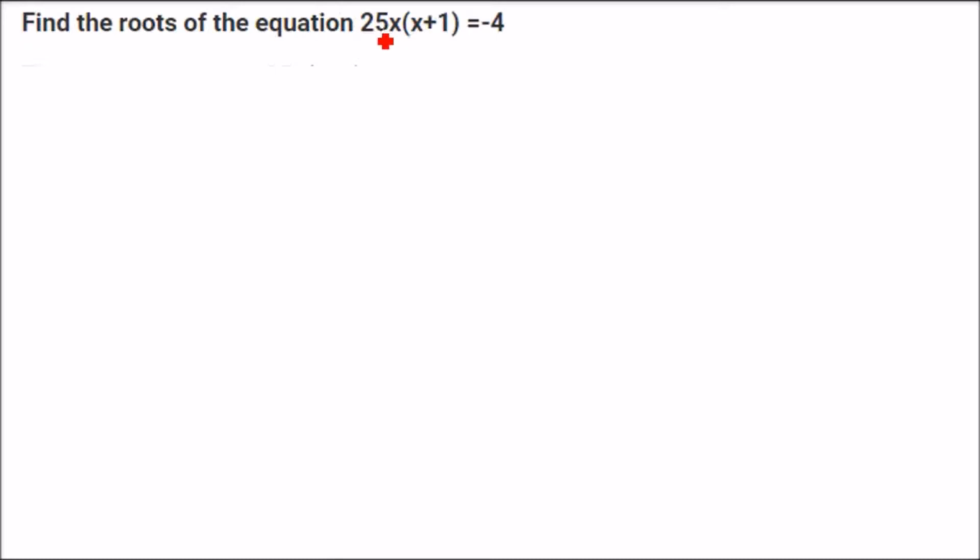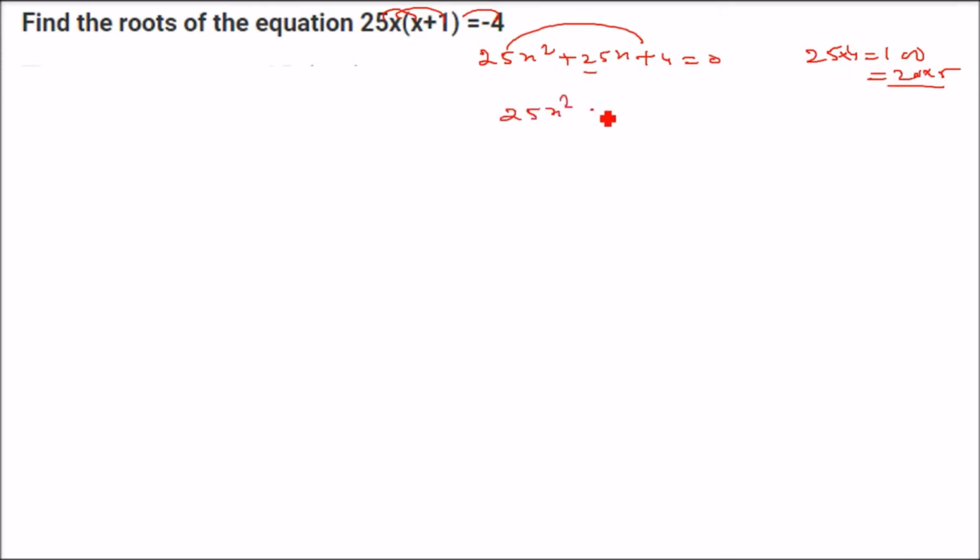This can be first made as a quadratic equation. This will be 25x square plus 25x. I am bringing minus 4 here as plus 4. So this 25 into 4 is 100. How can you get something so that you get 25? See, 100 is also 20 into 5, right? So 20 and 5 can give you 25. So you can write it as 25x square plus 20x plus 5x plus 4 equal to 0.